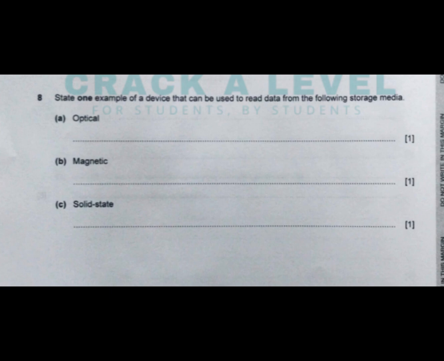Devices that can be used to read data from solid-state storage media include solid-state drives (SSDs), which are commonly used in modern computers for fast data access. USB flash drives, which are portable and widely used for transferring files. Memory cards such as SD cards and microSD cards, often used in cameras, smartphones, and other portable devices. And card readers, which allow computers to access data stored on memory cards.